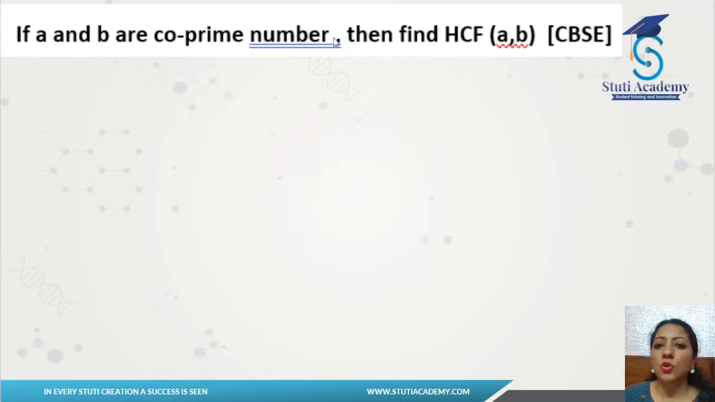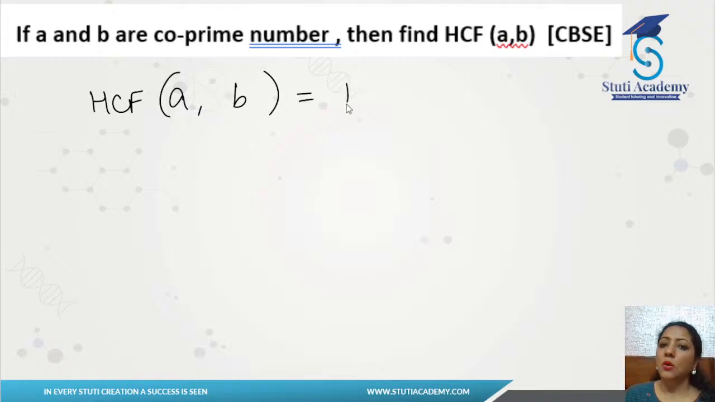If a and b are co-prime numbers, then find the HCF of a and b. So we have a and b, two numbers, they're already given to be co-prime. That means they don't have any common factor other than 1. 1 is a factor of every number. So if they only have 1 as the common factor, then the HCF of a and b would be 1 only. Because 1 is the only common factor, that's the highest one also. So HCF of a and b is 1.